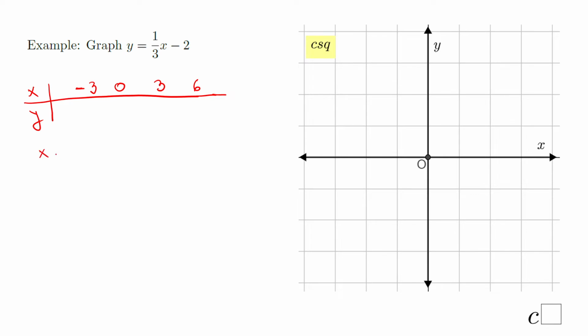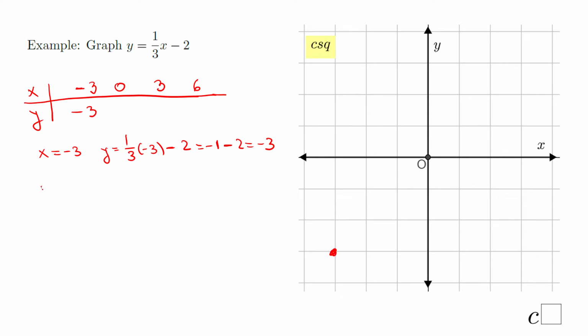So let's start with the first one. X equals negative 3. We get y equals 1 over 3 times negative 3 minus 2. 1 over 3 times negative 3, that is negative 1, minus 2, that will be negative 3. So I'm going to have negative 3 here, which means I'm going to go 3 left, 3 down. Right here is the first point.